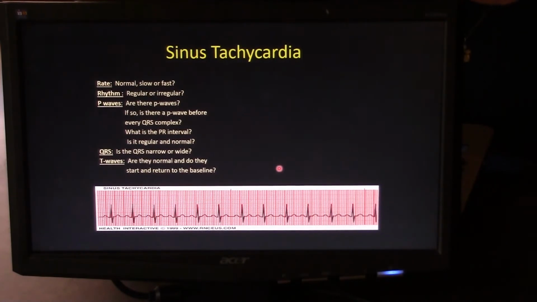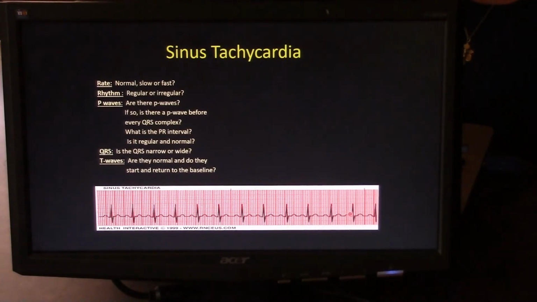For sinus tachycardia, again, we're using this formula each and every time. Don't forget to do that. Is the rate normal, slow, or fast? 1, 2, 3, 4, 5, 6, 7, 8, 9, 10, 11, 12. 12 equals 120.